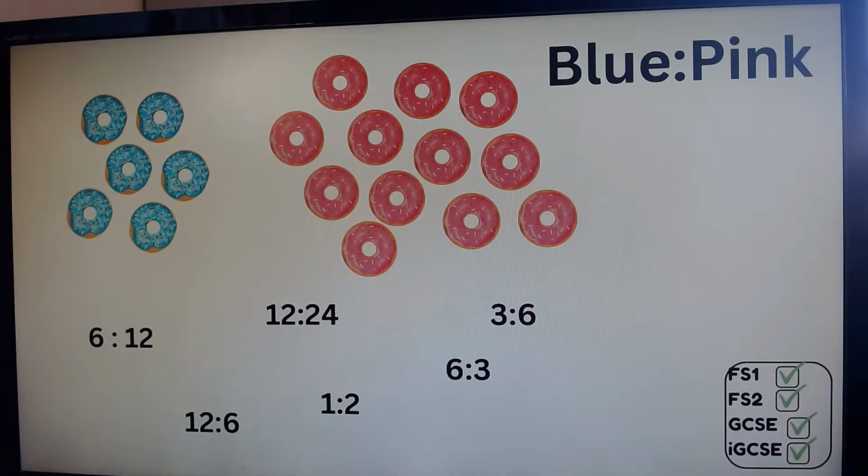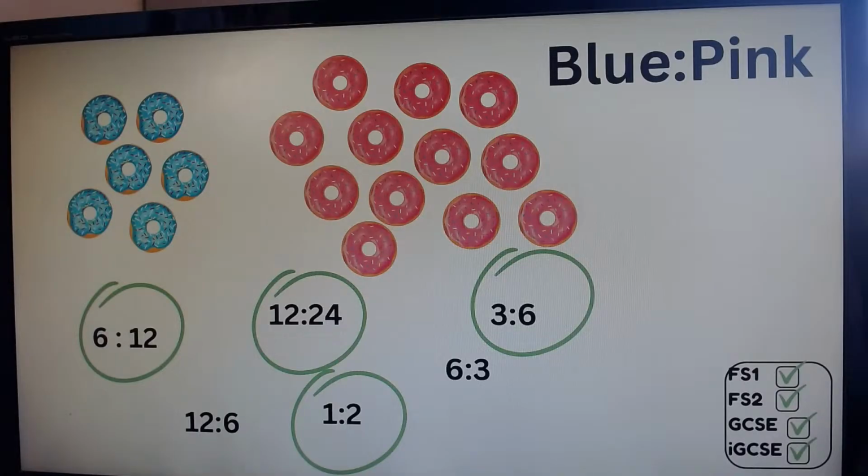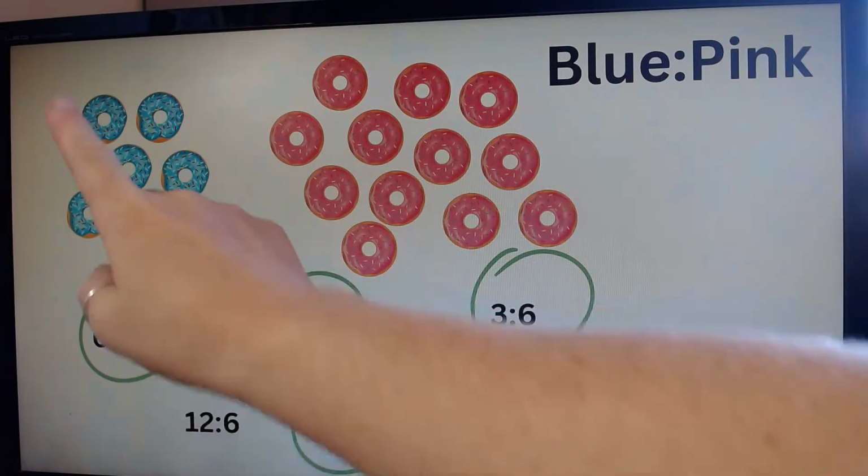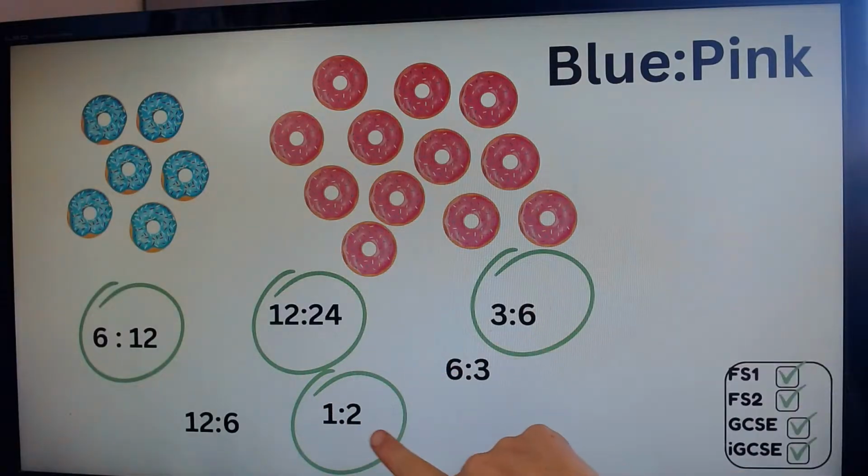Okay, so I'm going to show you which ones, and then we'll talk about why. All of the ones I've ringed in green are ratios that describe the relationship between the blue and the pink donuts. So all 4 of those work. 6 to 12, 12 to 24, 3 to 6, 1 to 2, but not the other ones. Okay, let's have a little look at why that is now.